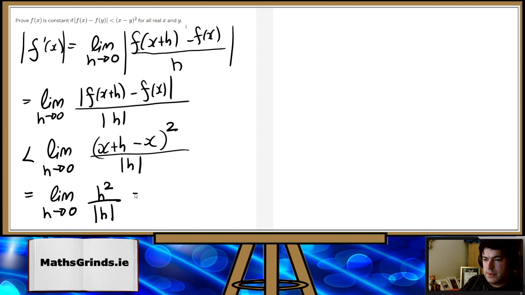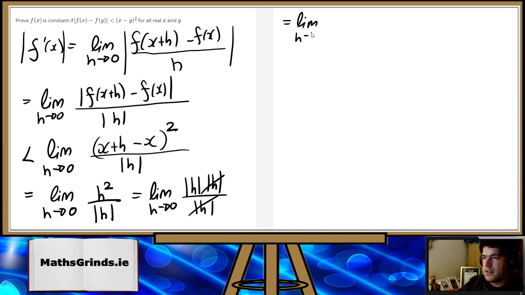Now that's equal to the limit as h goes to 0. This whole thing will always be positive, but you could think of h squared as the absolute value of h times the absolute value of h over the absolute value of h, so they can cancel. So that's the limit as h goes to 0 of the absolute value of h, which equals 0. So therefore, the absolute value of the derivative at x, regardless of the x, is equal to 0.